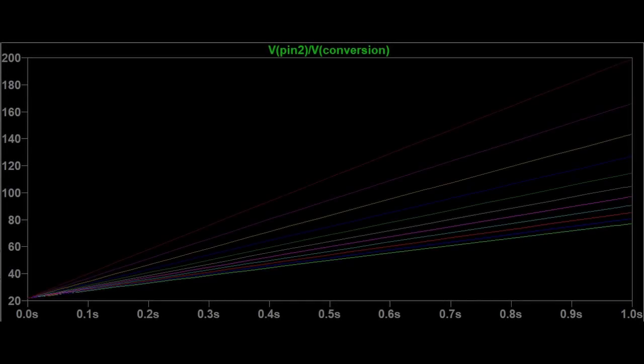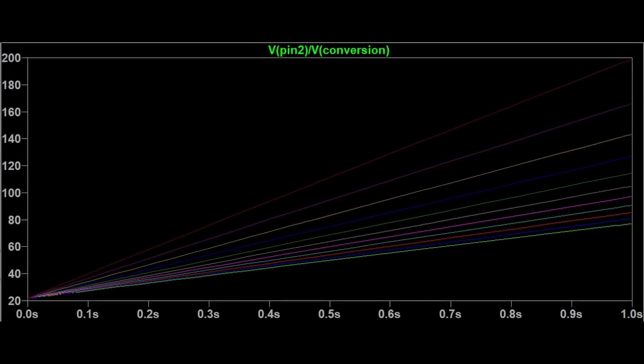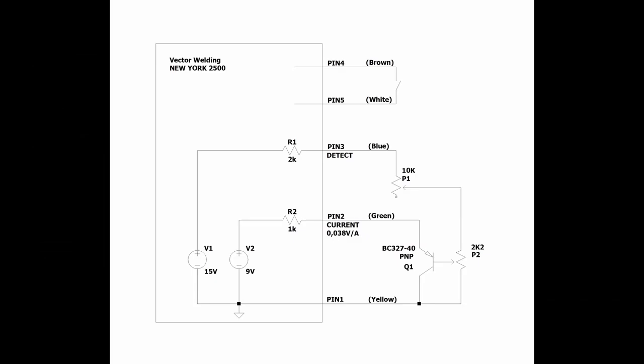After implementing this modification, we conduct another simulation. The results show a significant improvement compared to the original circuit. Maximum current setting is now adjustable between 65A and 200A. Welding current regulation is now linear, allowing for more precise control of the welding process. With this solution, the previous limitations are completely eliminated, ensuring optimal control of the welding machine via the foot pedal.